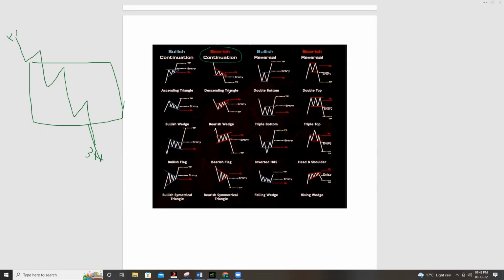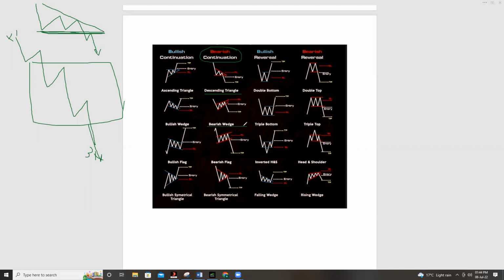Now, one of them is the descending triangle. With the descending triangle, the bottom is flat. The bottom line is flat, while the one coming from the top is slanting. So it's descending. So the market is coming from the top side, gets into that descending triangle, breaks it, retests, and you expect the market to continue downside. Pay attention, the bottom side is flat, while the one descending is the one from the top.